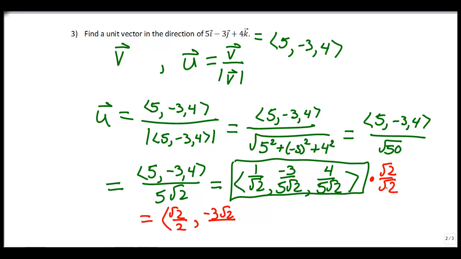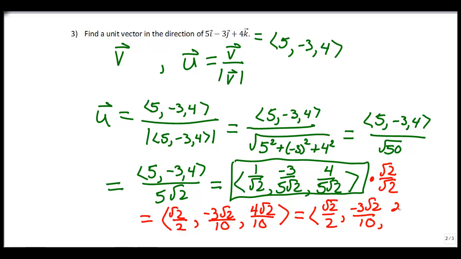And then I'll get 5 square root 2 times square root 2 is 2, 5 times 2, that gives me 10. And 4 over 5 square root 2 times square root of 2, that's 5 times 2, that's 10. Note this last component simplifies. So I get square root 2 over 2, comma, negative 3 square root 2 over 10, and 4/10 is 2/5, so that's the same thing as 2 square root 2 over 5.